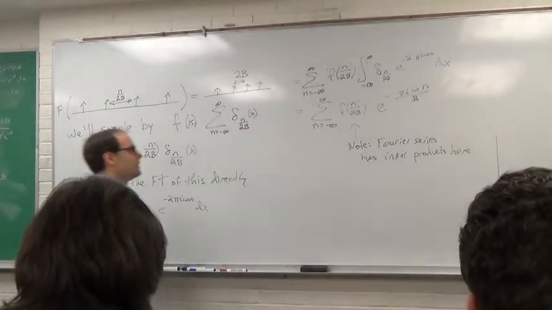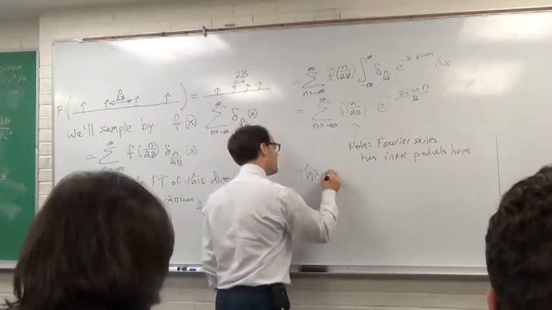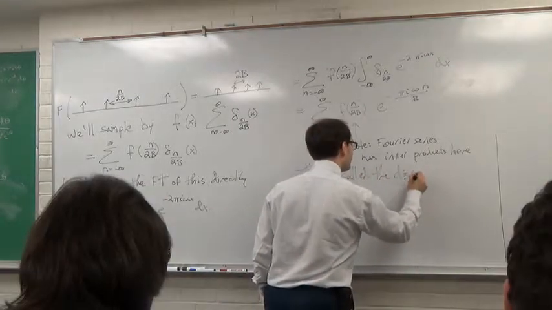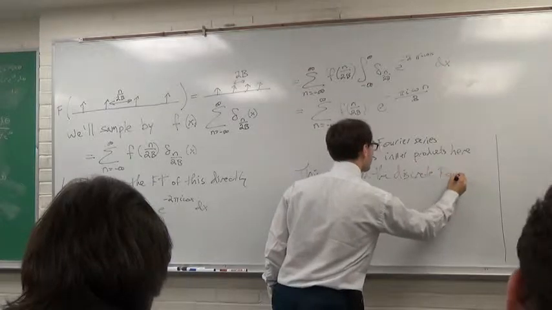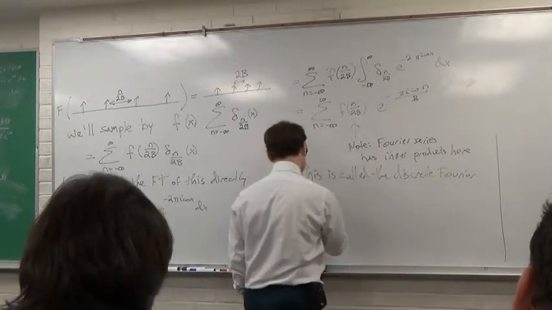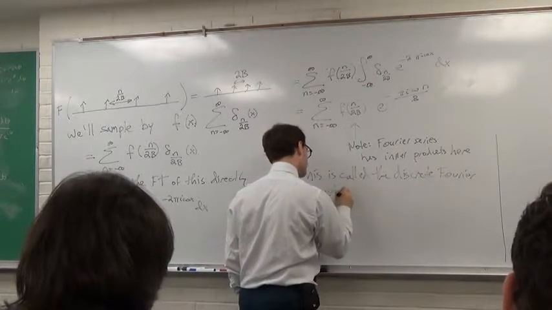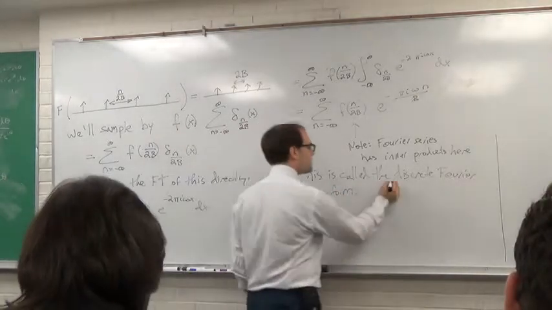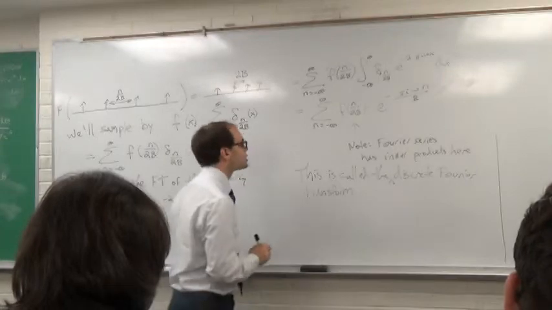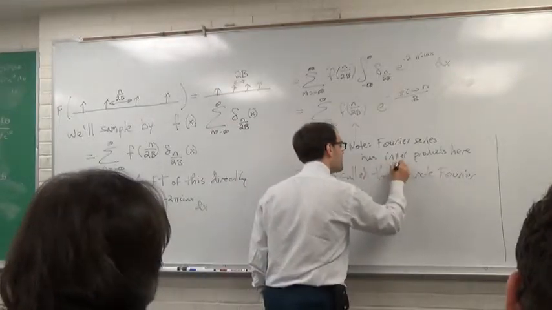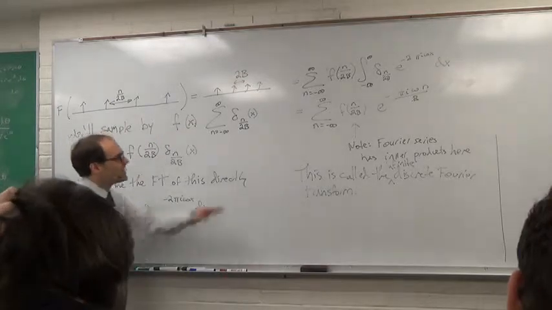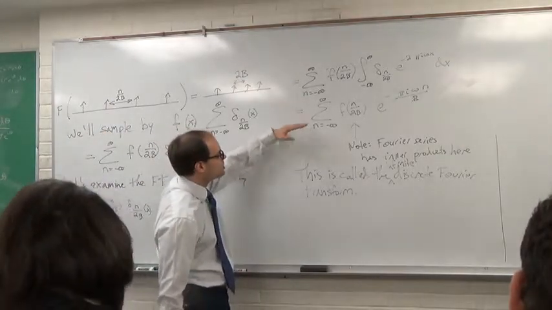This has a name. This thing is called the discrete Fourier transform. And in fact, really when people talk about this thing, this is sort of the more theoreticians thing. This is sort of the infinite version. Usually people only take a finite sum. So they go from n equals 0 to something.